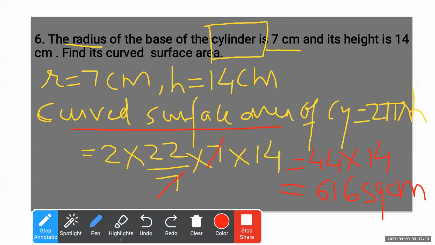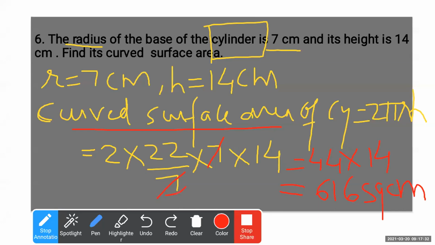Okay, we are not finding out the volume. If it is volume, then it will be centimeter cube, but here it is curved surface area, so it is square centimeter.